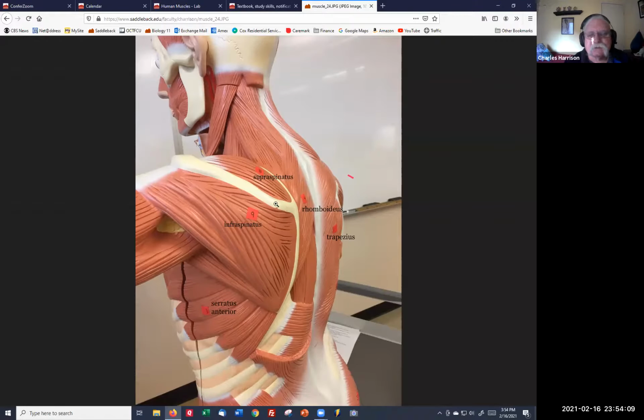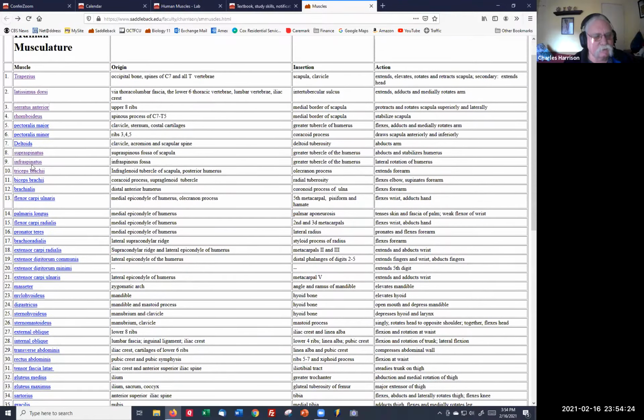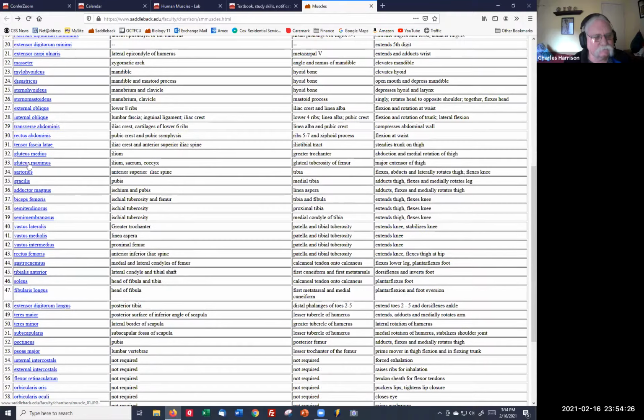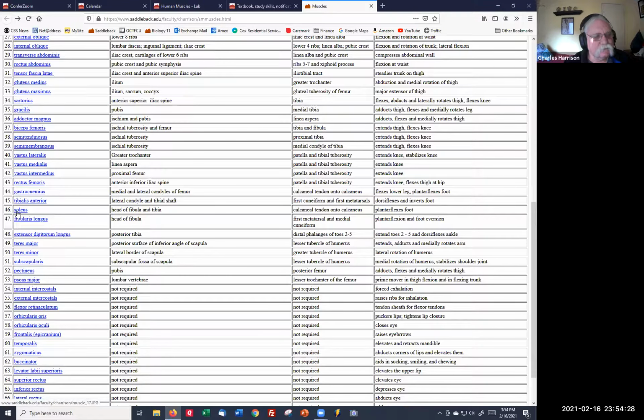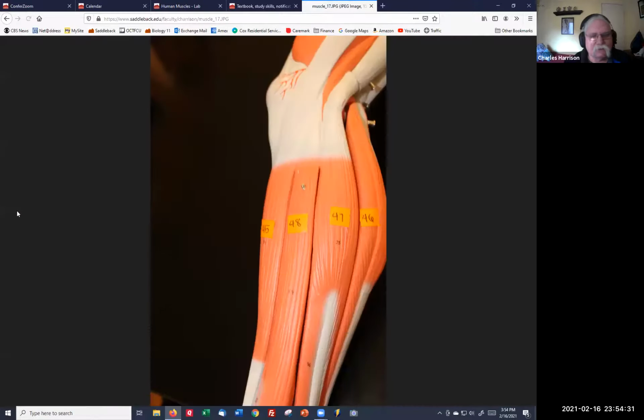And other muscles are on the same model. Whether or not they're on the same model or a separate model doesn't make any difference. These are all human. The soleus muscle is this one right here. I wouldn't expect you to know it, don't worry. Yet, but you will.